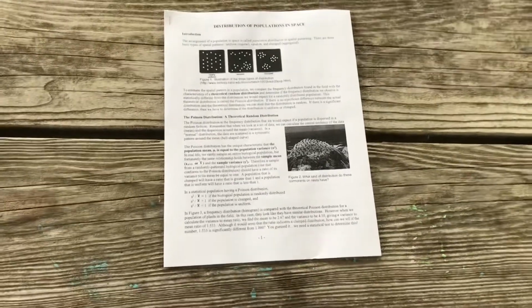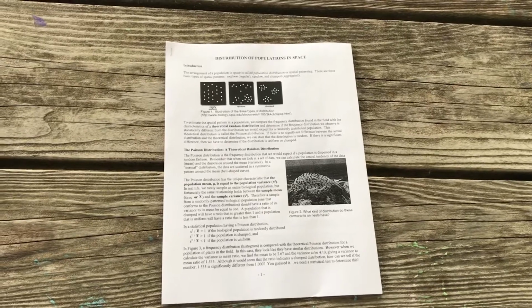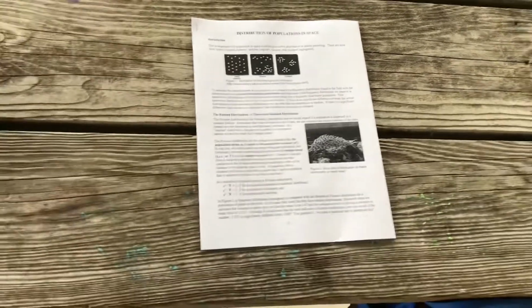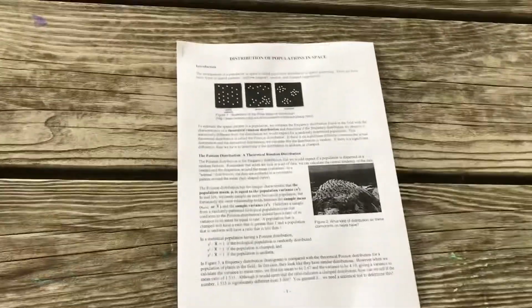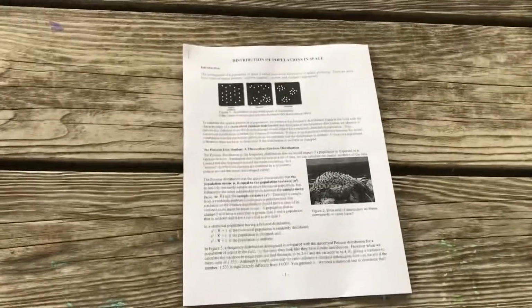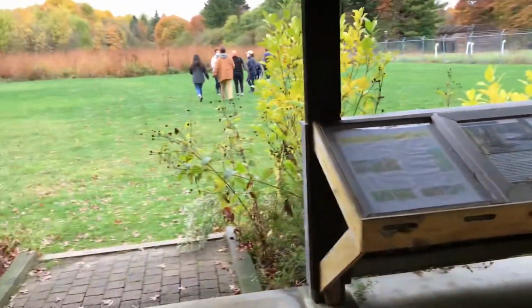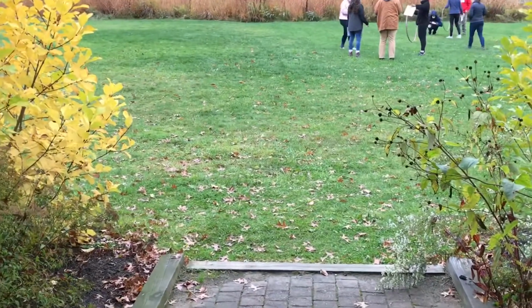Hello everyone. This video is to serve as a helpful guide for your distribution of population in space lab. We have the three different distribution arrangements, and this lab is to determine that depending on whatever plant species you use. So this week, since it is so rainy, we're doing this lab in this cleared grassy plain.